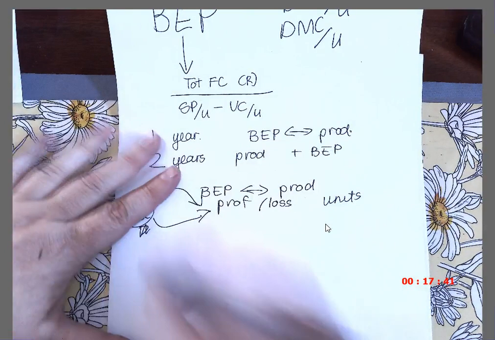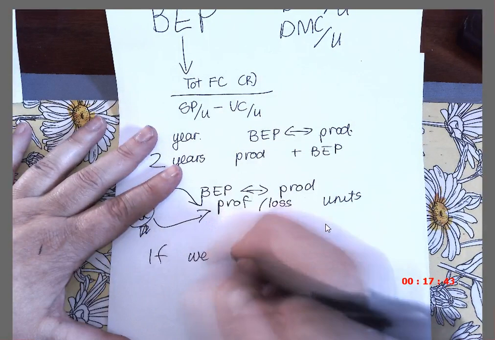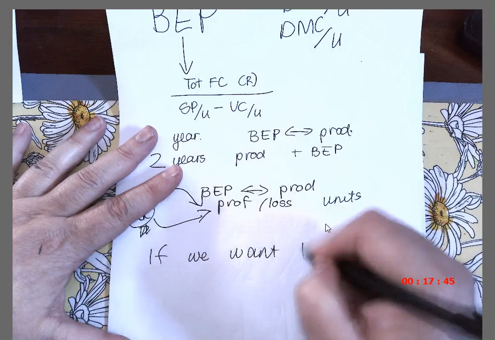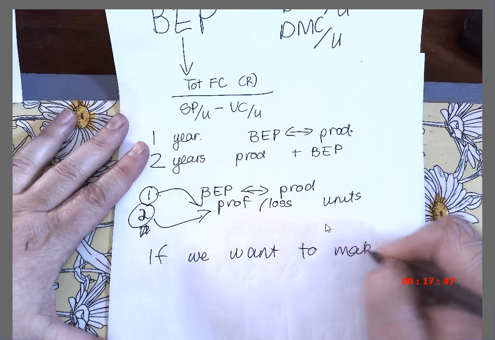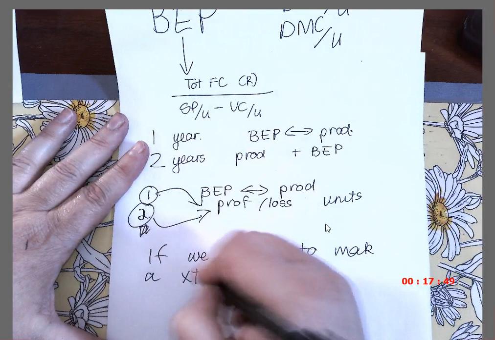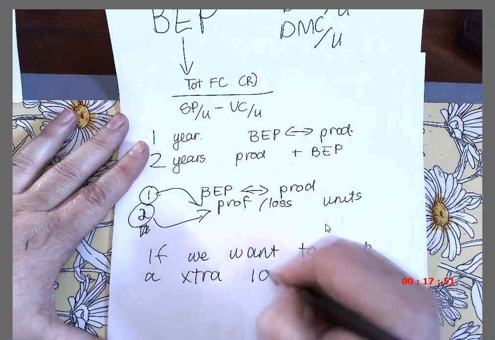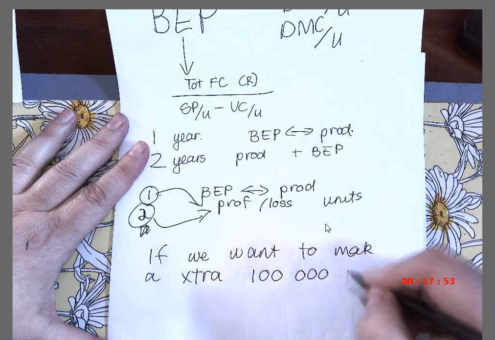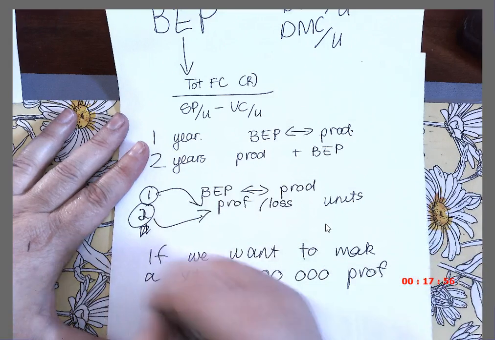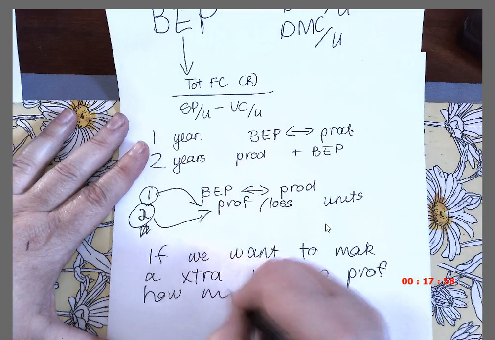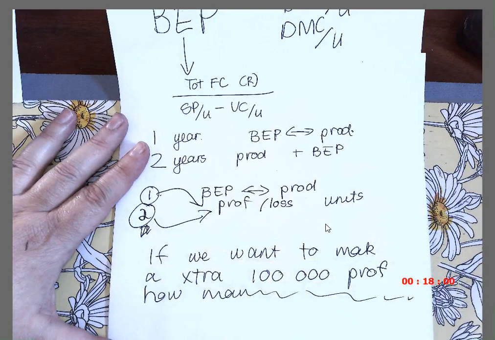They ask you, if we want to make an extra 100,000 profit, how many units must we produce? Okay? This is a variation on break-even point.